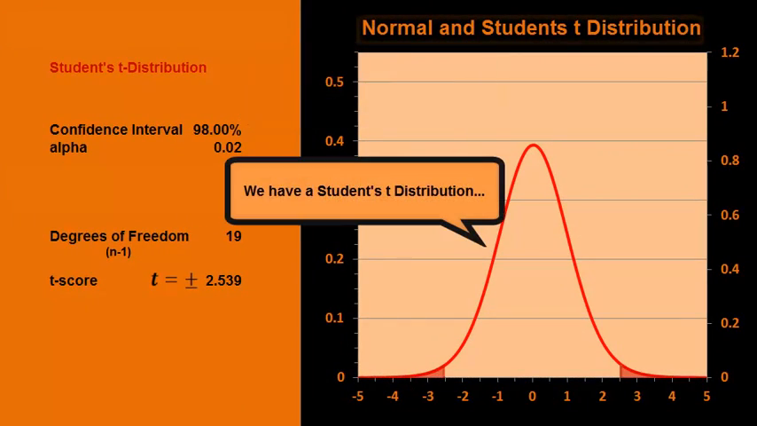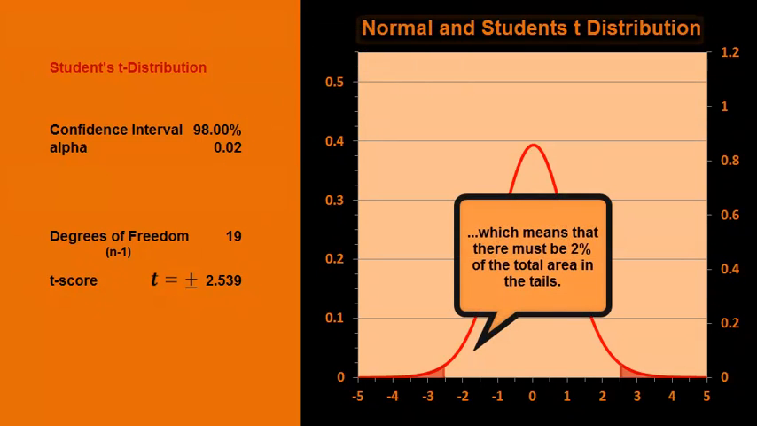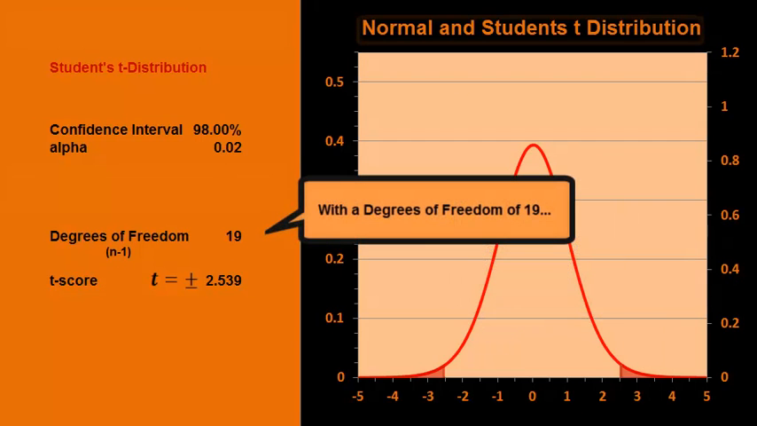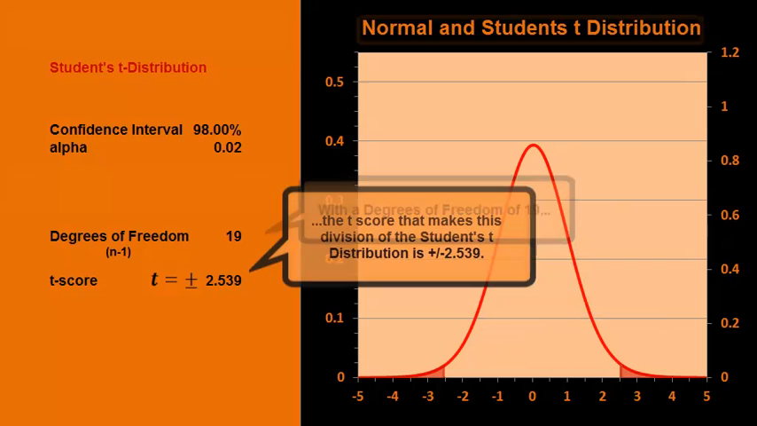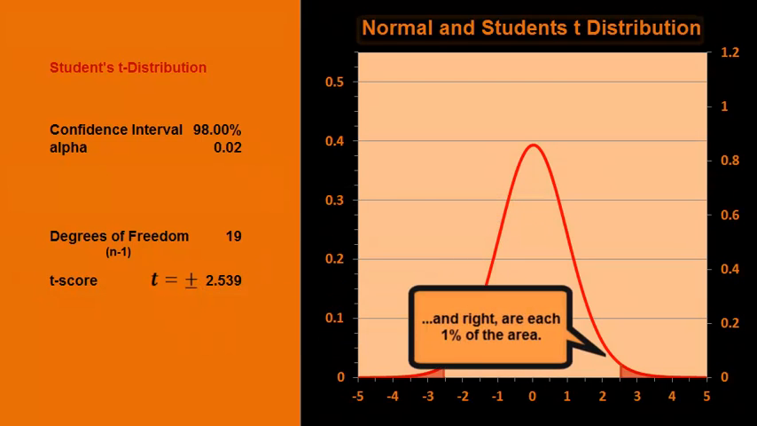So let's review what we just did. We have a student's t distribution, and we wish to find a confidence interval of 98%, which means that there must be 2% of the total area in the tails. With a degree of freedom of 19, the t-score that makes this division of the student's t distribution is plus or minus 2.539. The shaded area on the left and right are each 1% of the area.